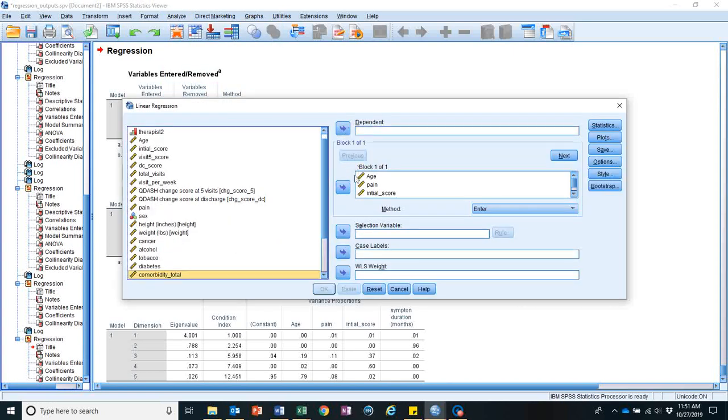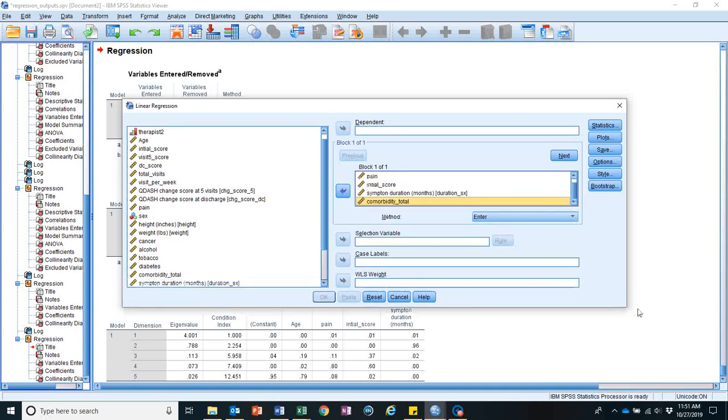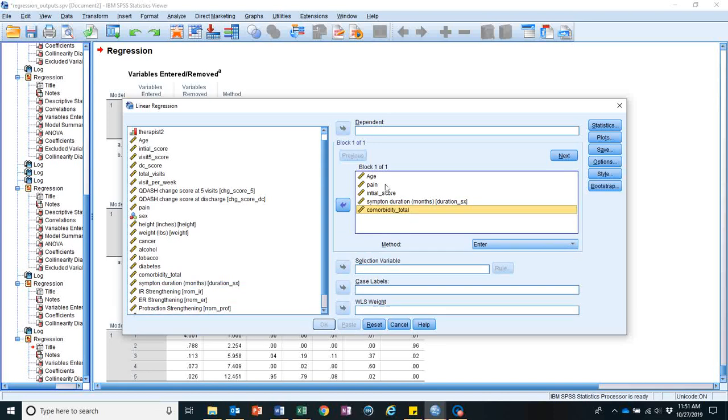So down here in the block of 1, we're going to put all of our predictor variables. Let me make that a little bigger so you can see. As I said, we're going to have their age, their pain, their initial QuickDASH score, their symptom duration in months, and the number of comorbidities. And the goal here is to predict their change at visit 5.